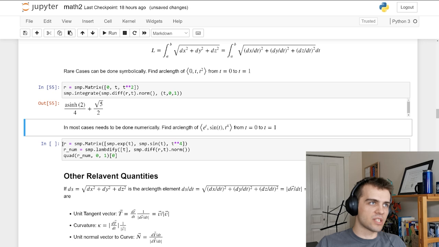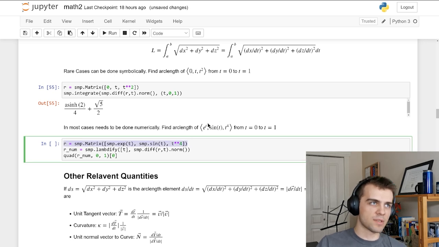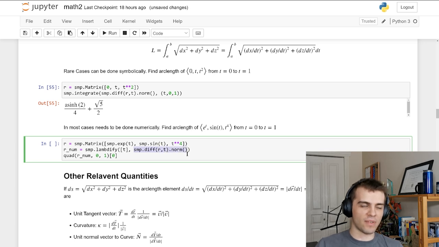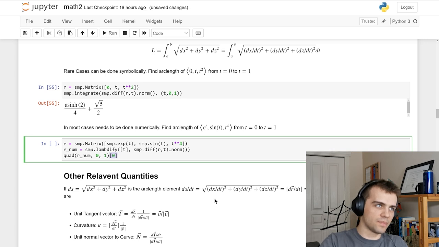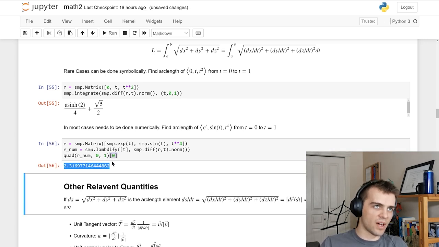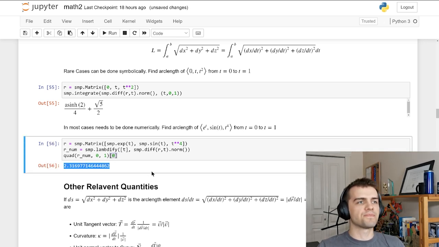So in this case, I once again define my vector r, like how it's specified here. I create r numerical as I did in the previous example. Like before, sympy.lambdify. The argument to the function is t. That's the only thing this vector takes in. And the function itself is the norm of the derivative of r with respect to t. Just like before. And then I would use SciPy's quad function to integrate r numerical from t equals 0 to 1. And I take just the integral, not the error on the integral, and I get this value here. So very simple.